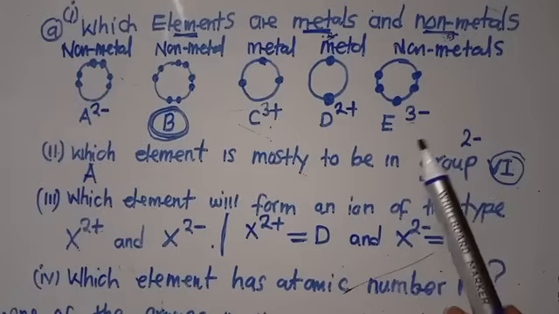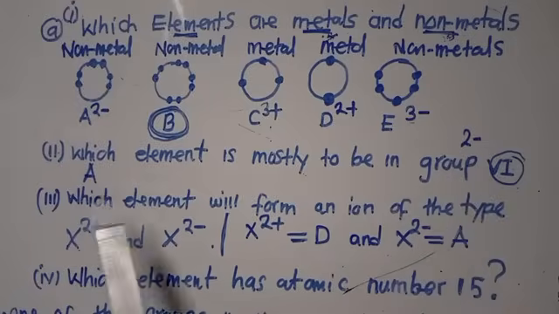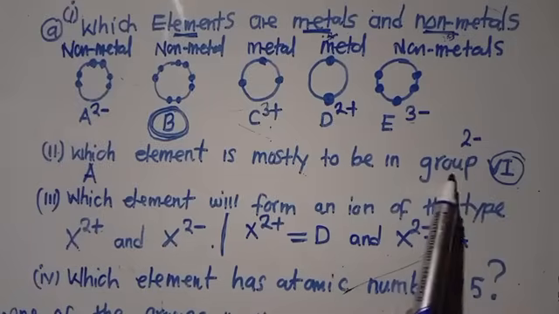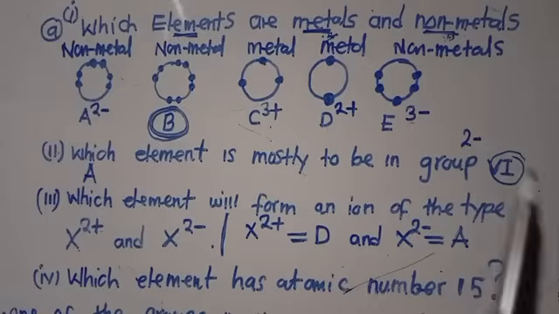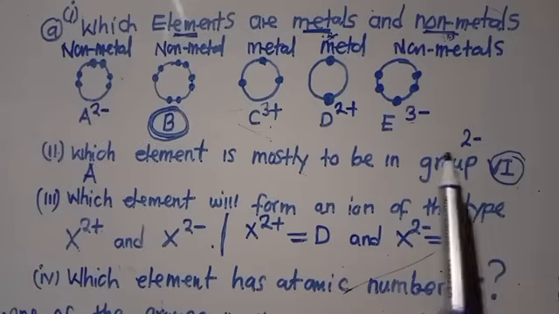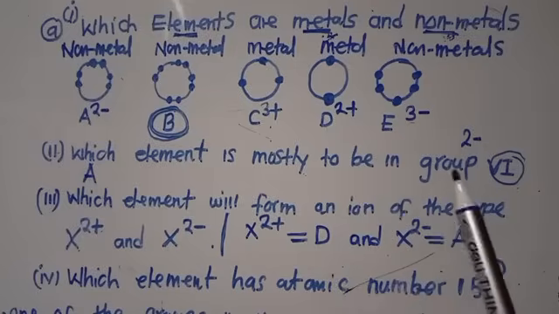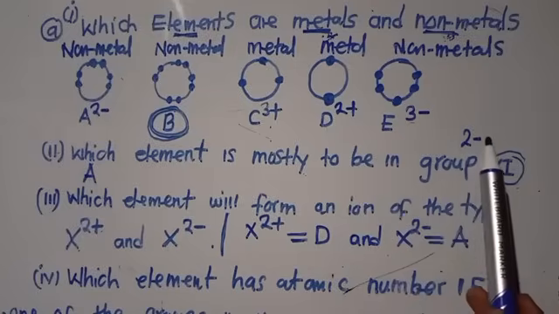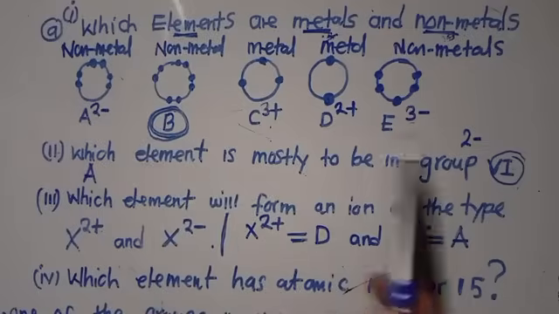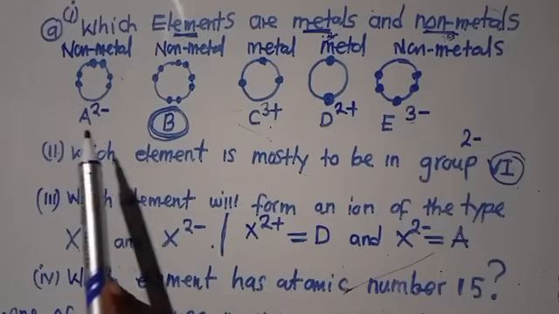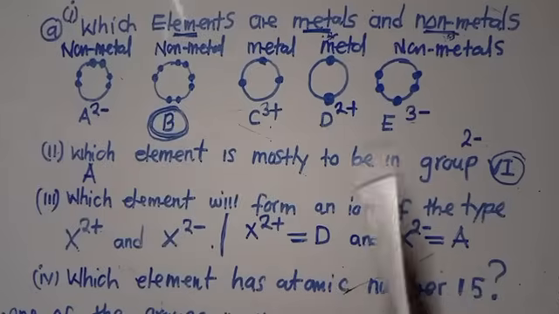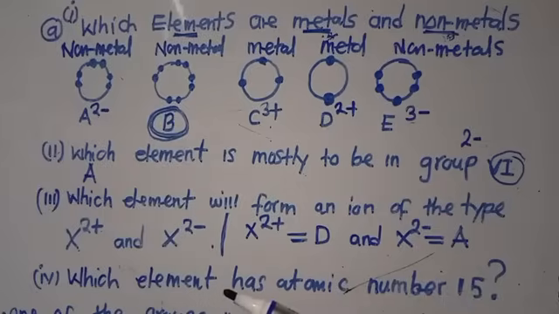Question 2: Which element is likely to be in group 6? Before you even answer the question, you need to ask yourself: elements in group 6 need 2 electrons for them to be stable. Since they need 2, and you know that gaining attracts negative, so 2 minus. Which element here is forming 2 minus? It is A, the only one that is forming 2 minus.